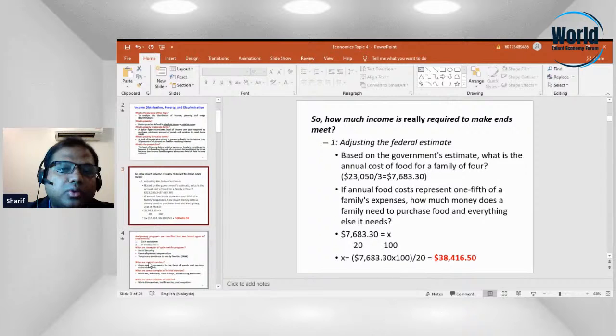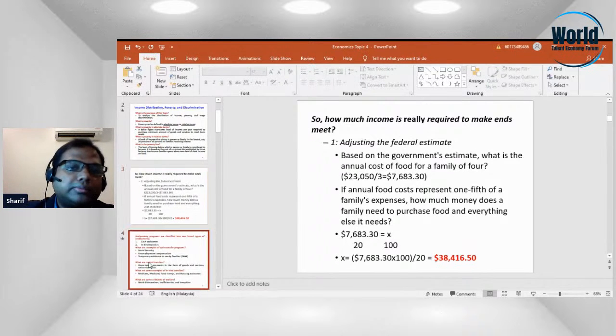So 7,683.30 equals 20%, and X equals 100%. So it will be 7,683.30 multiplied by 100 divided by 20. It will be $38,416.50.